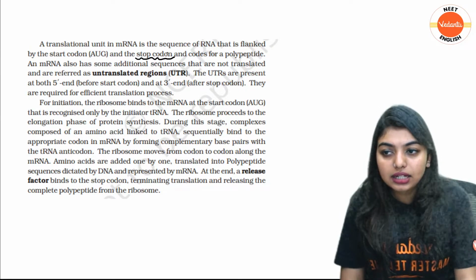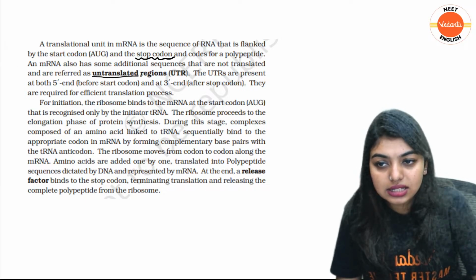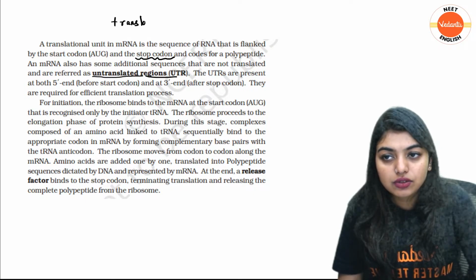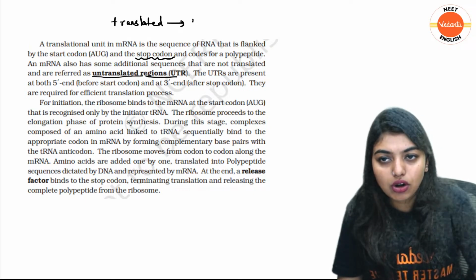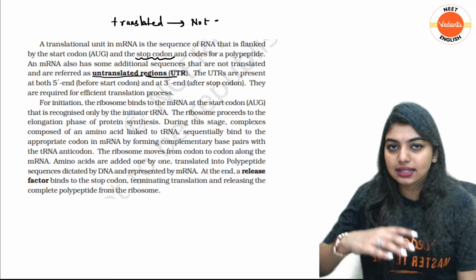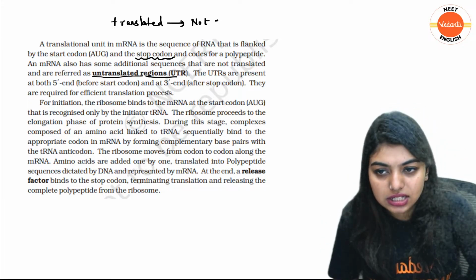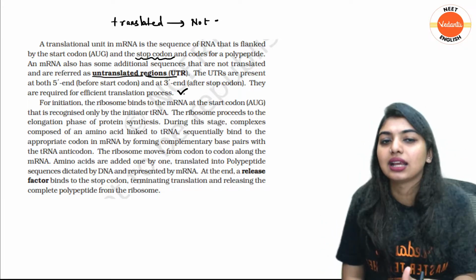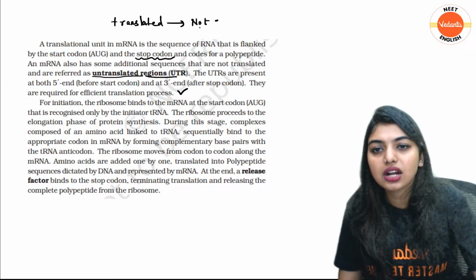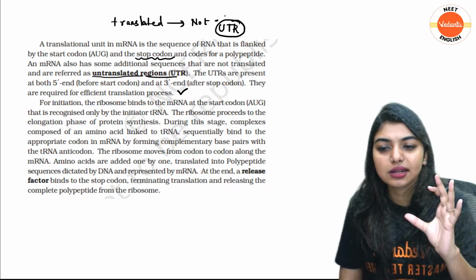And mRNA also has some additional sequences that are not translated and are referred to as untranslated regions. That means they will not form any amino acids. These are called UTRs. The UTRs are present at both ends, before the start codon and after the stop codon. They are required for efficient translation. Imagine that by mistake the tRNA-ribosome unit did not stop at the stop codon; there will be UTRs which do not help in translation, because of which the system will automatically switch off.